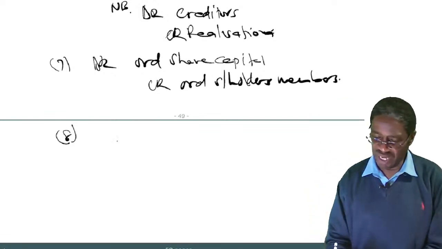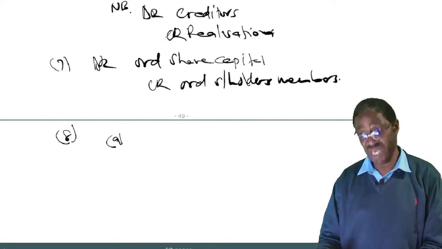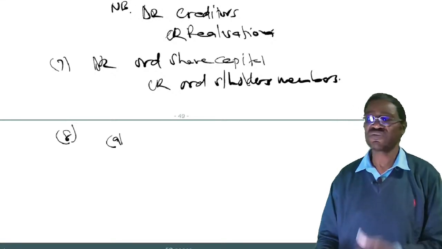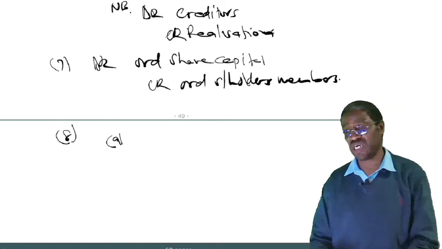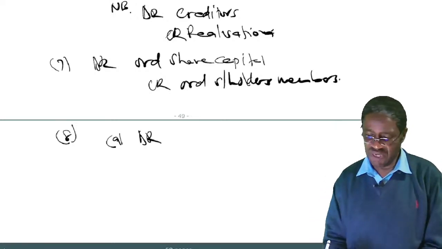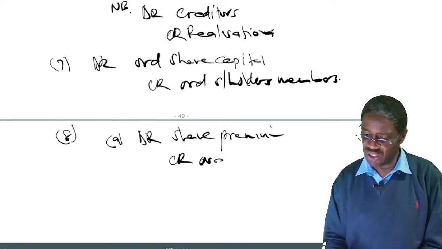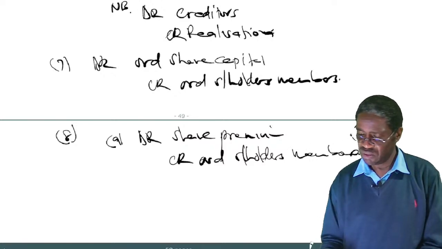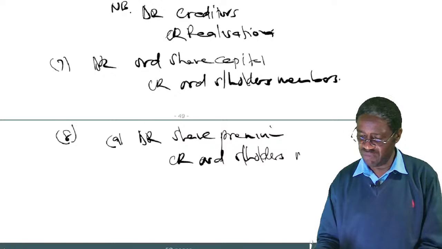Below that, write number A. We have said transfer reserves to the ordinary shareholders members account. Number A, if positive reserve, e.g. share premium: debit share premium, credit ordinary shareholders members.